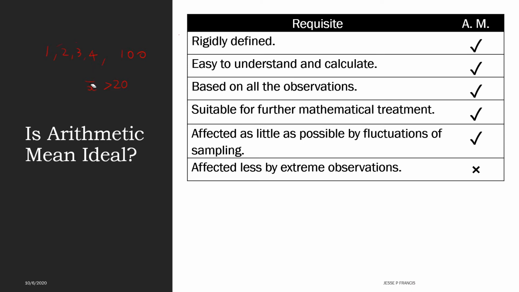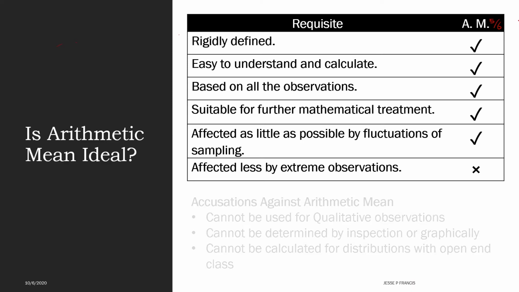Extreme observations can give you a little absurd results. So that's the only weakness of arithmetic mean. Otherwise, it would have been the most ideal mean of all. So our final score for arithmetic mean is 5 out of 6.